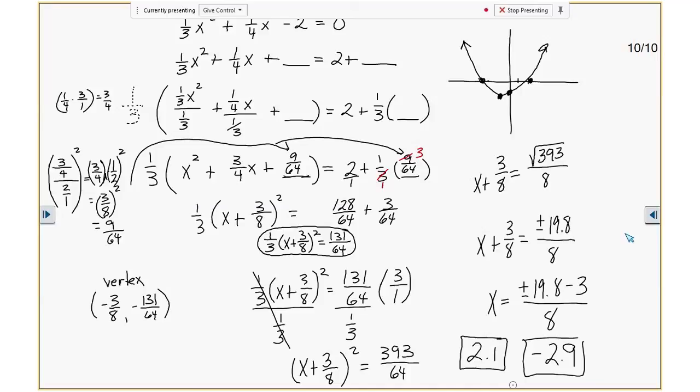And domain, all real numbers, range, -131 over 64 to infinity, decreasing from -infinity to -3/8, increasing from -3/8 to infinity, line of symmetry, x is equal to -3/8. Questions?